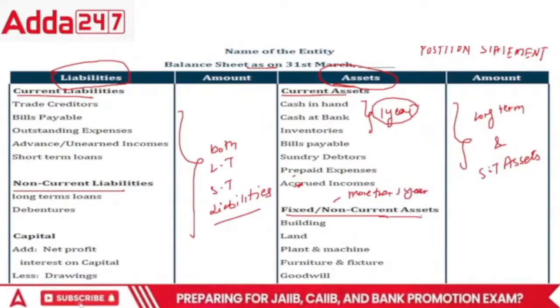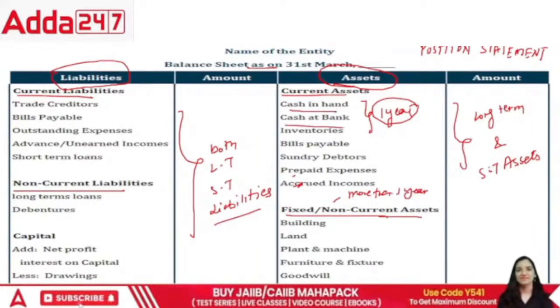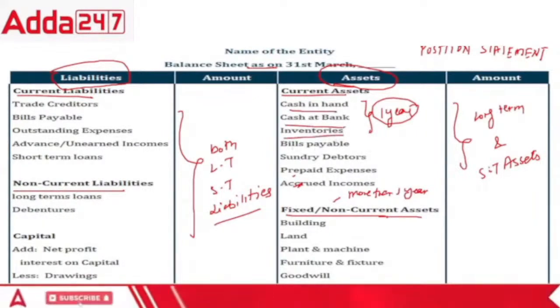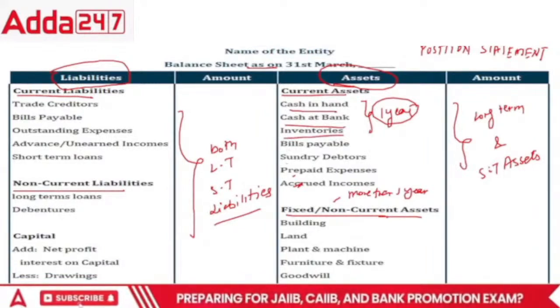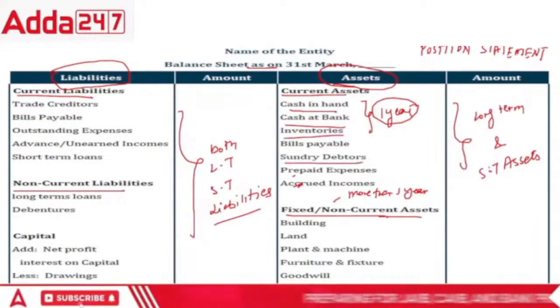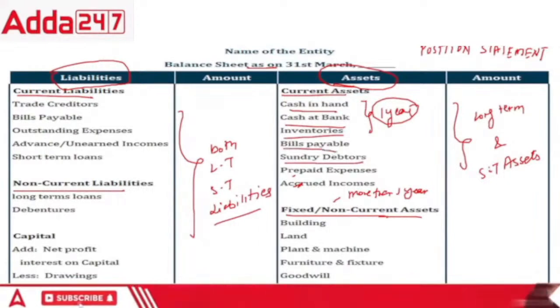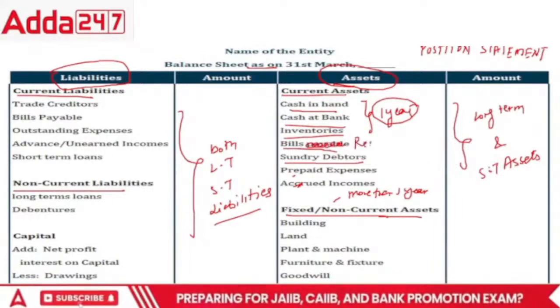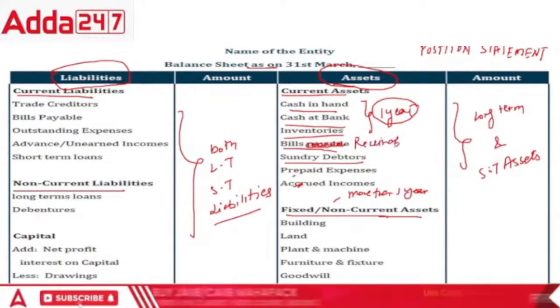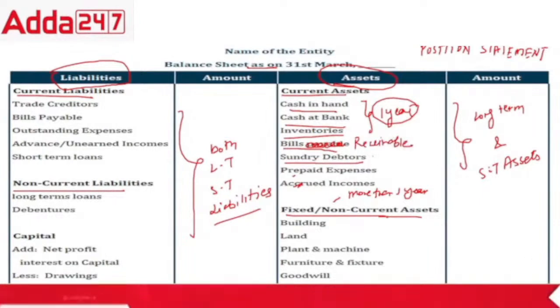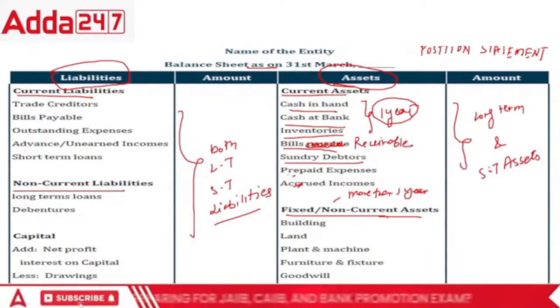So under current assets, what do we have? The money that we have in cash, or the money which we have in our bank accounts, inventories, that is the stock which went unsold during the year. And then we have sundry debtors, the people who are supposed to pay to us, and bills payable. This is going to be bills receivable, everyone. There's a mistake. It's going to be bills receivable. The money that we are supposed to receive from someone is called bills receivable, right?